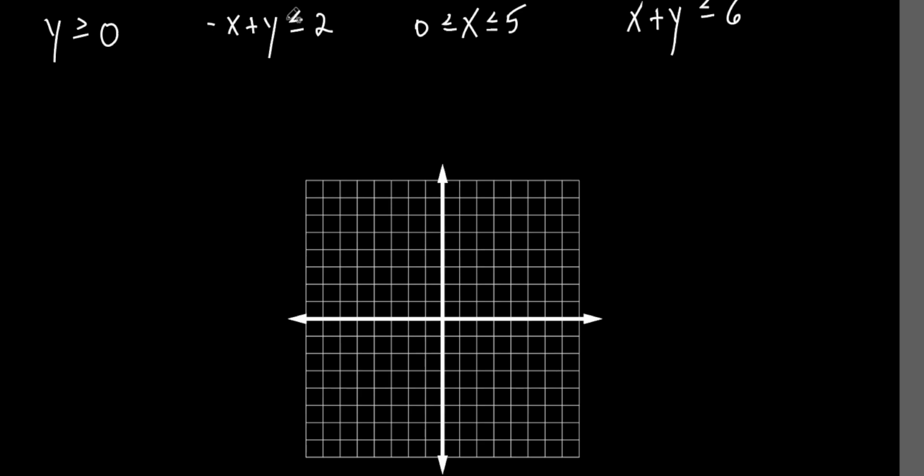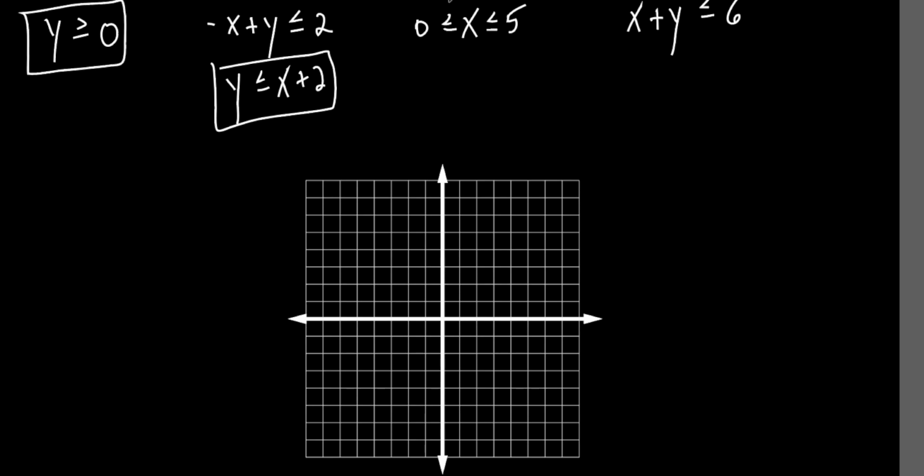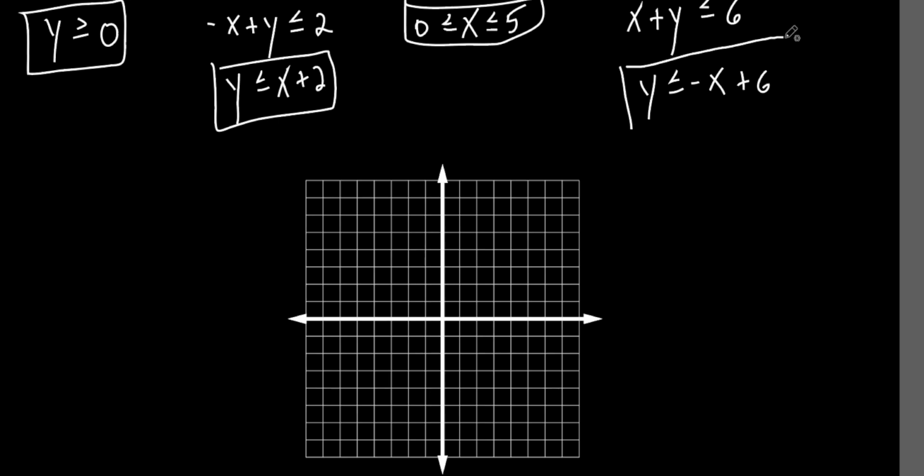All right, so let's bring this down to here. Still a little bit of work here. Let's make this in slope-intercept form. So let's get y by itself. So I'm going to add an x this time, so y is less than or equal to x plus 2. All right, so I'm going to graph that. I'm going to graph this. I'm going to graph this. And then I'm going to solve for y here. So y is less than or equal to negative x plus 6. And I'm going to graph that.